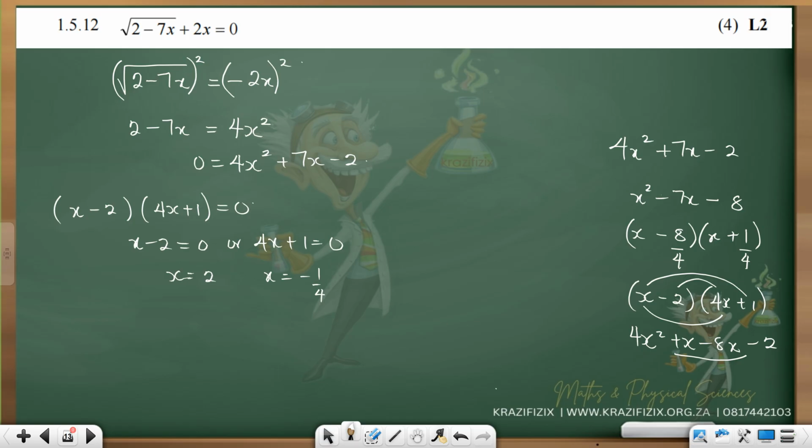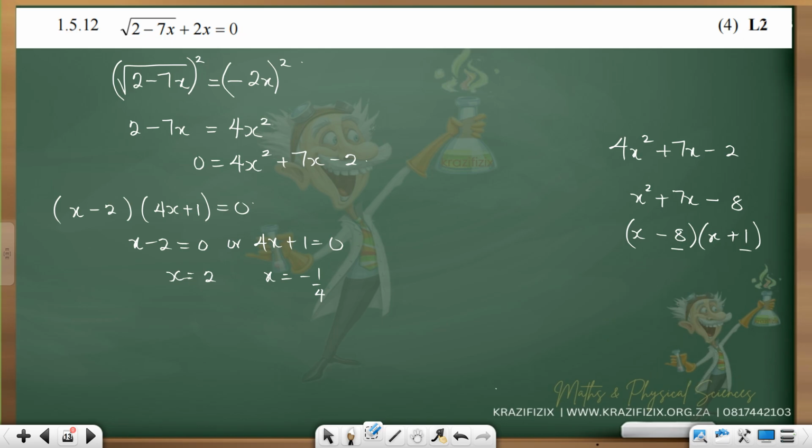Oh, is it me who made a mistake here? This is a plus. Sorry, that's a plus. Okay, it was my bad. I copied it wrong. Minus 1 divided by 4, x plus 2, and 4x minus 1. Okay. x plus 2, 4x minus 1, which gives me a negative 2 there.